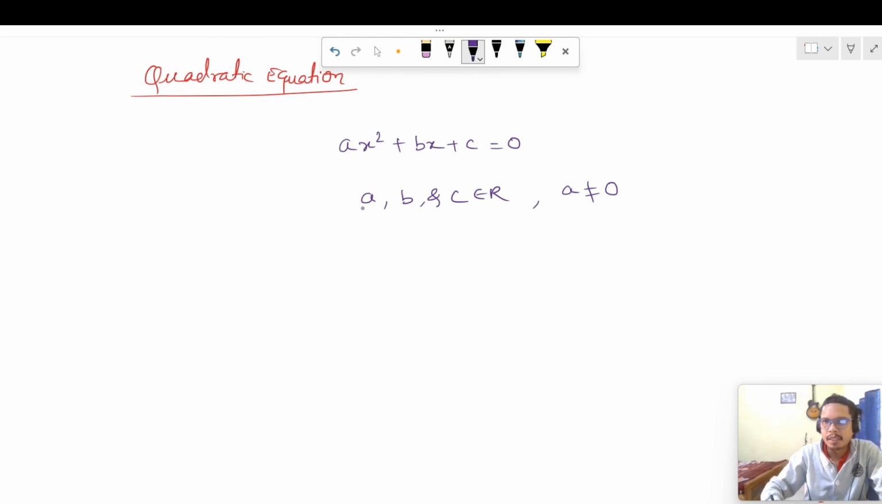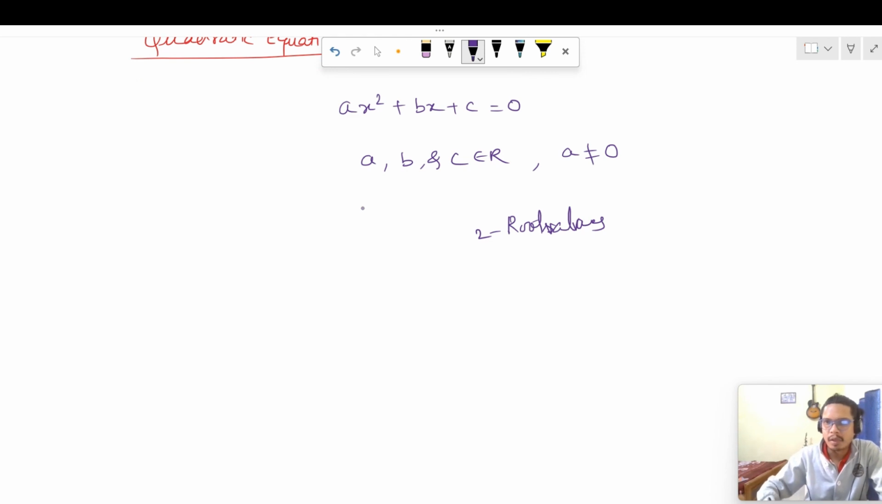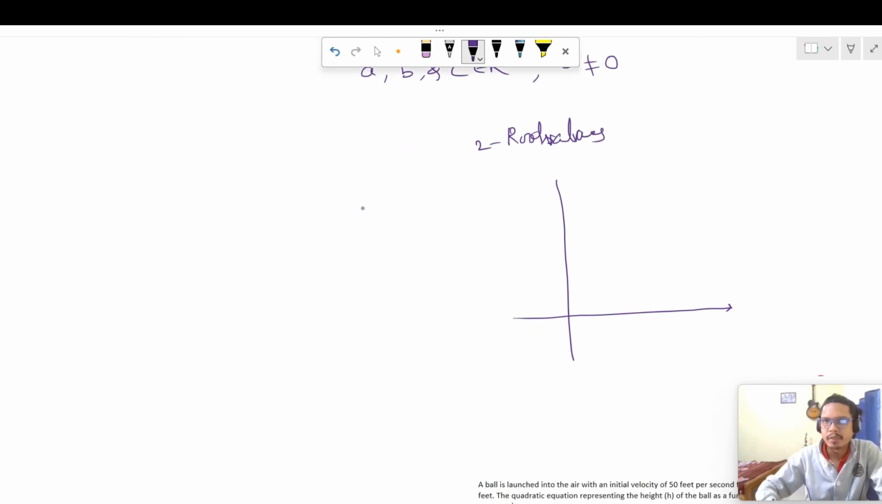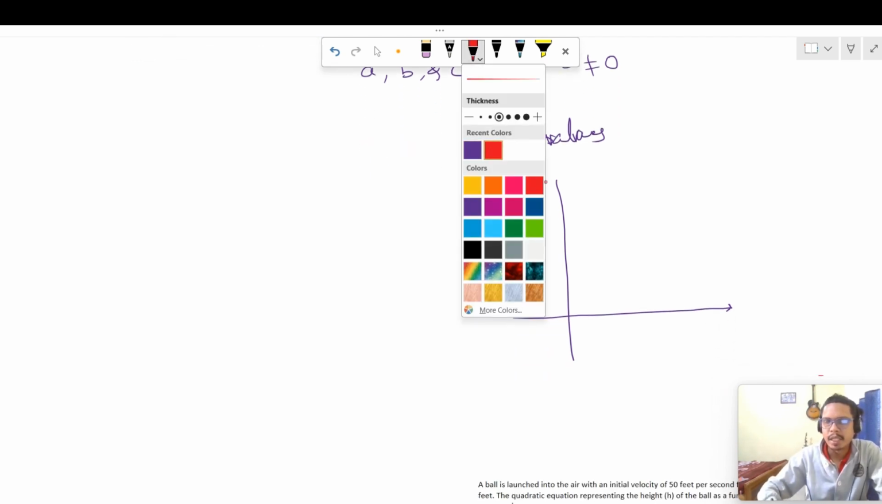In other terms, the quadratic equation could also be defined as a second order polynomial equation. That means there are going to be two root values, two solutions of this quadratic equation. When we talk about the application part of quadratic equations, let us try to understand this by a simple example.